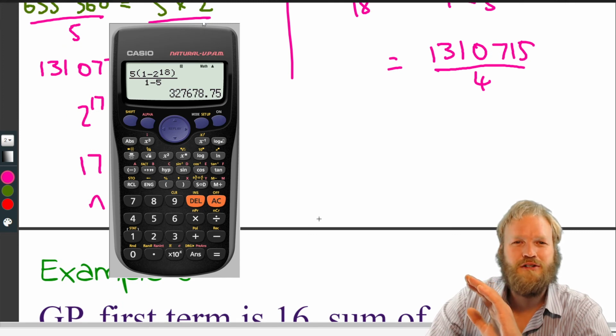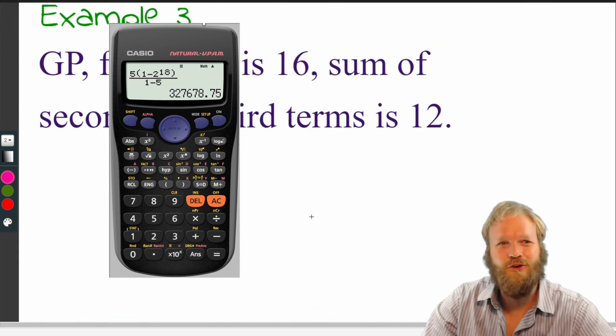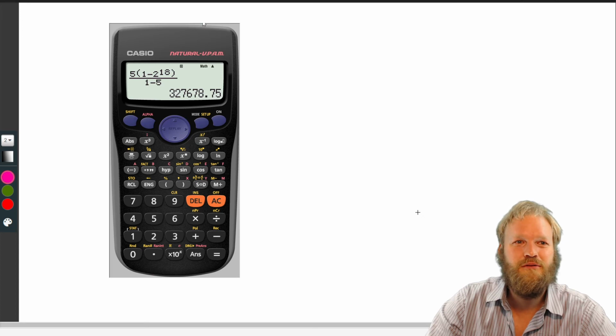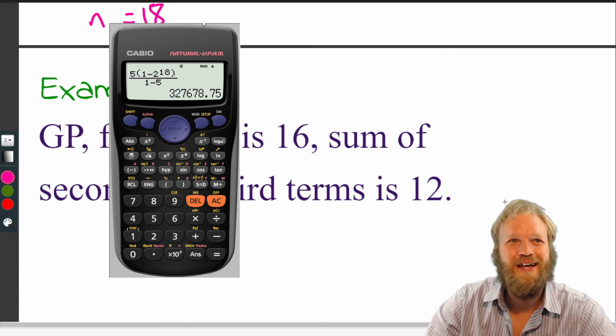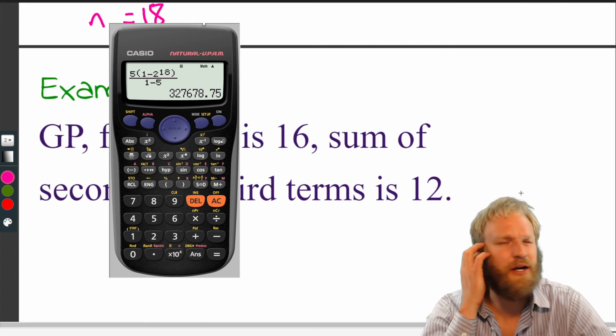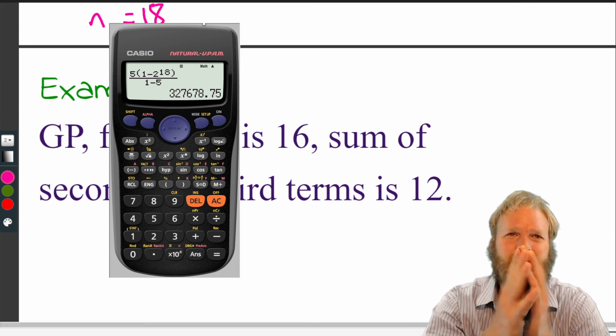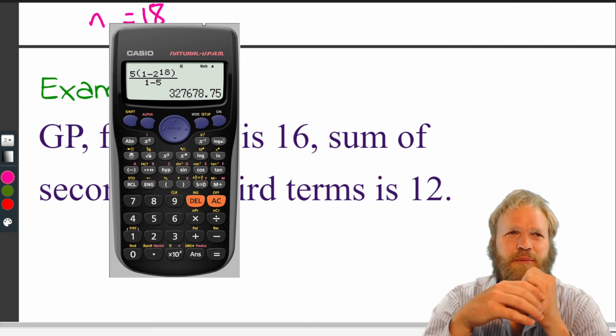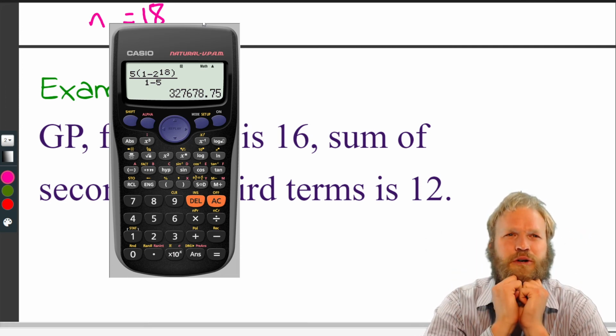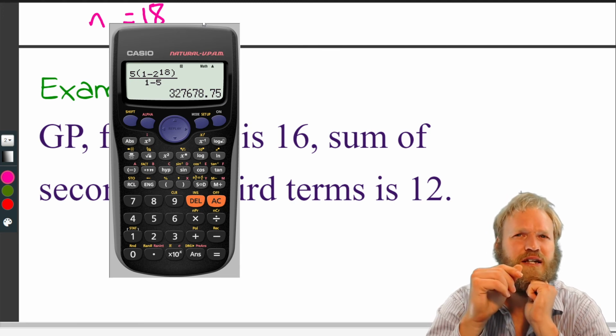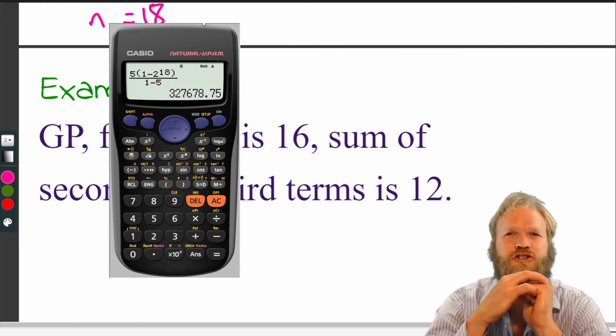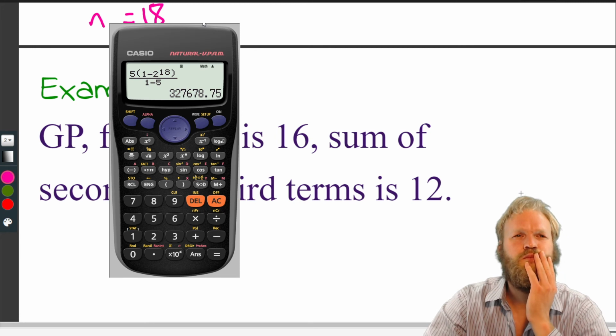Breather before our last question. Cool. Last one, example 3. Hope that is the last one. Yeah, it is. So, geometric progression. I've just pulled out the bits that are important from a more wordy paragraph. You're given a geometric progression. First term is 16, and the sum of the second and third terms is 12. Solve.